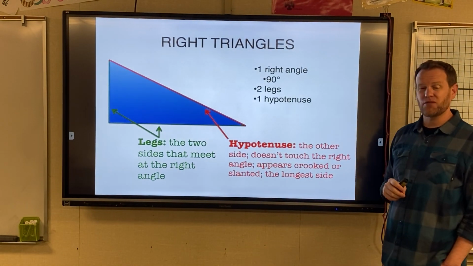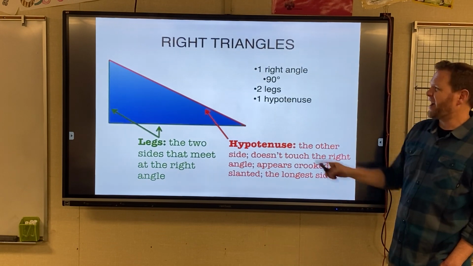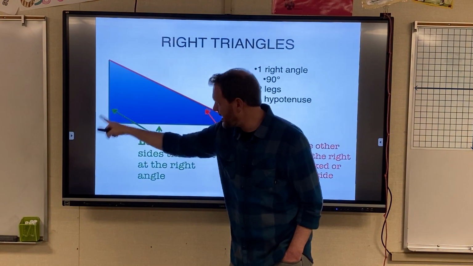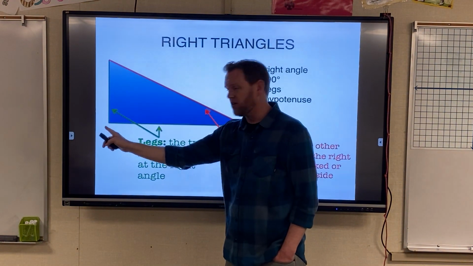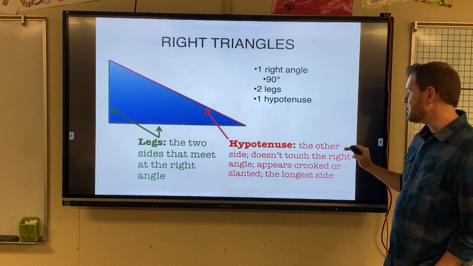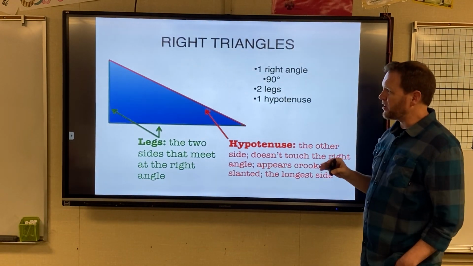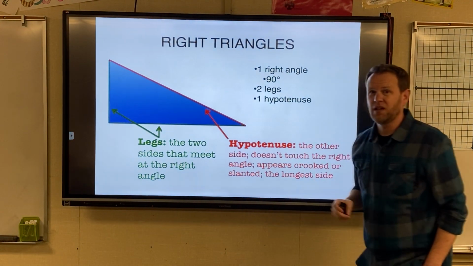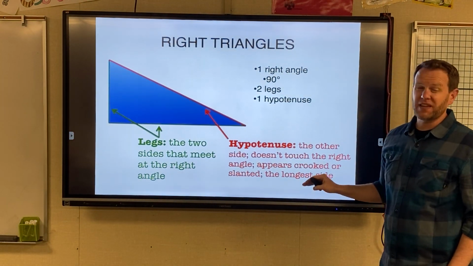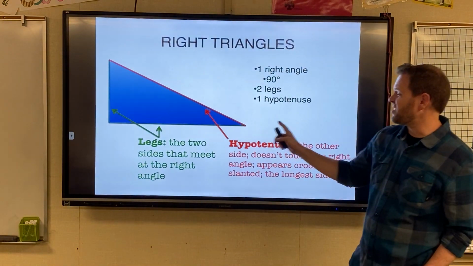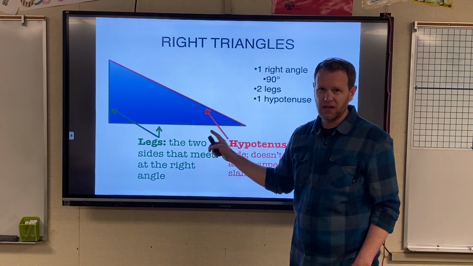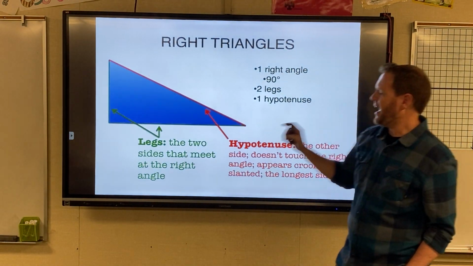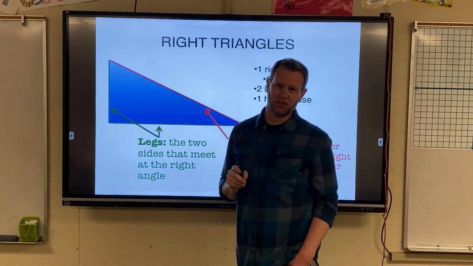And the hypotenuse of a right triangle is that kind of crooked side. It's the one that doesn't touch the right angle over here at all, like the two legs do. The hypotenuse usually looks kind of crooked or slanted depending on the orientation of the right triangle. And one thing that's really important about the hypotenuse is it's always the longest of the three sides, which if you think about it, kind of makes sense. All right, so a right triangle has two legs and a hypotenuse.